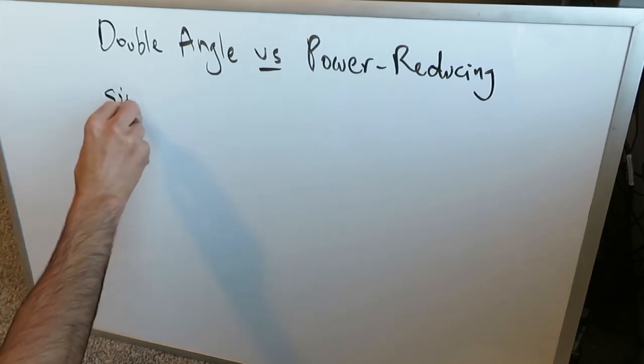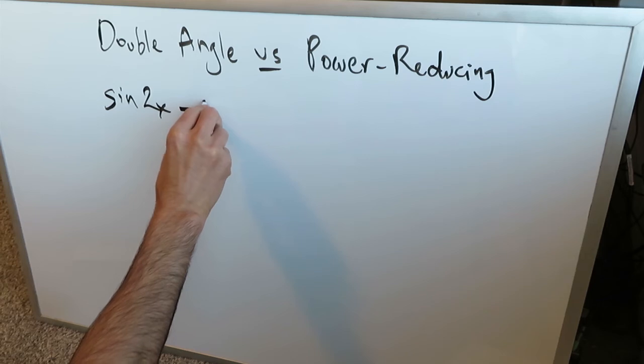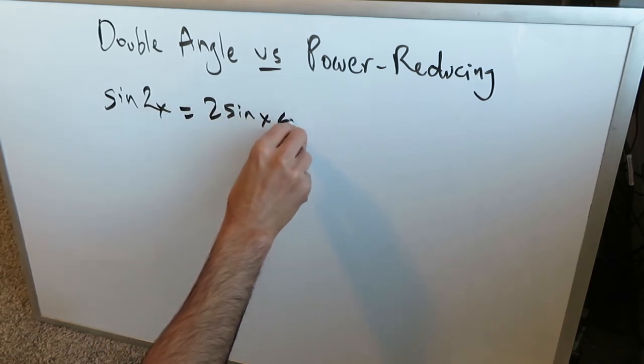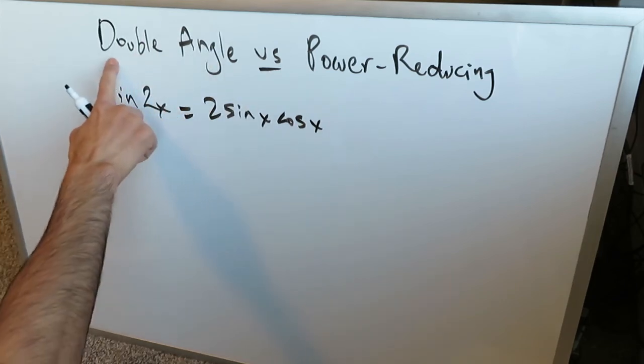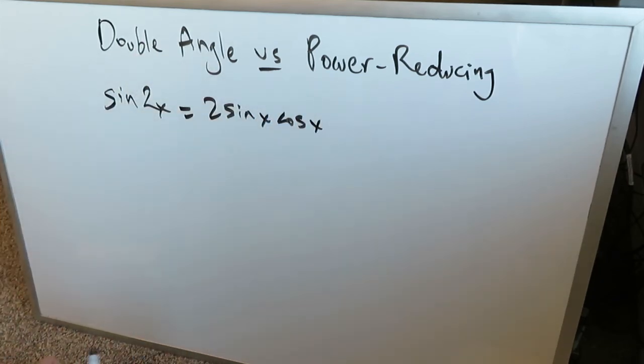The first one you want to look at is sine 2x. You know it is equal to 2 sine x cosine x. And the only reason why I'm doing a formal review or introduction, however you want to call it, of these two is because these will show up in calculus. And how do you actually show that this shows up?